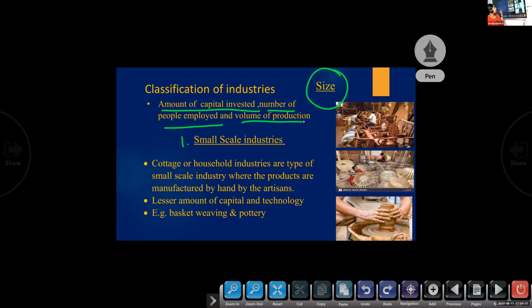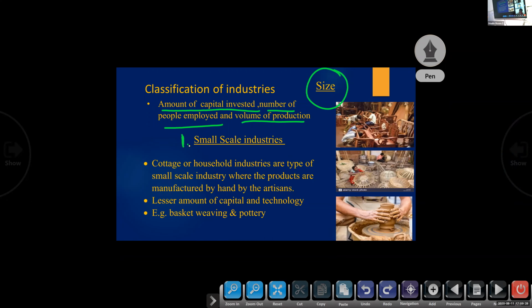Isha. Ma'am, if many things are produced. How much they are producing? How much each industry is producing? It's a large quantity, right? Or lesser. Okay. Then small scale industries.